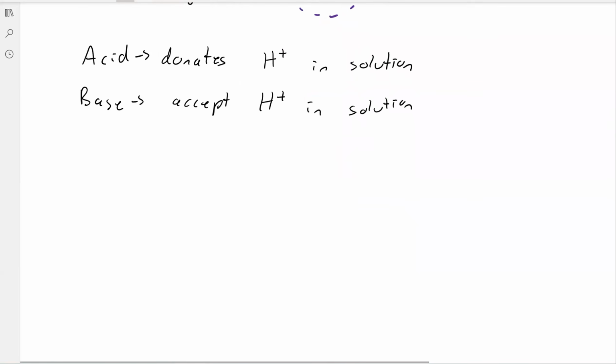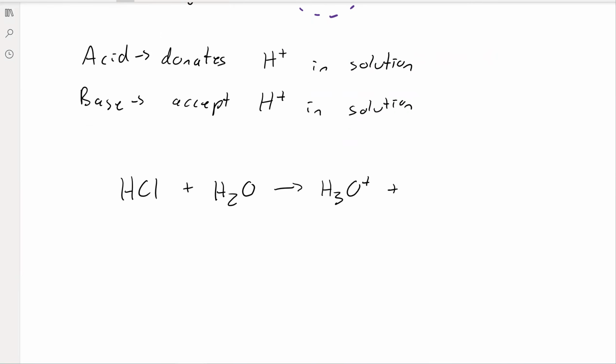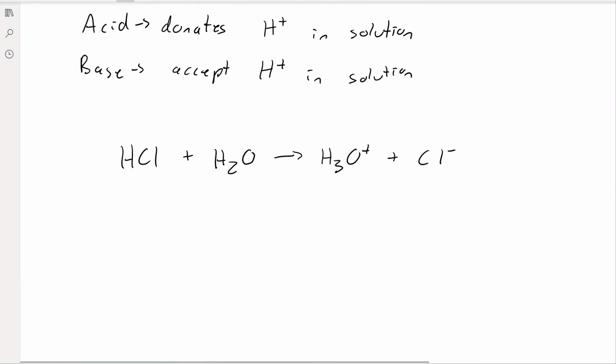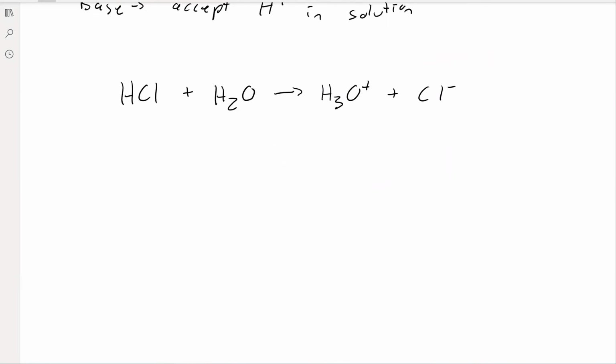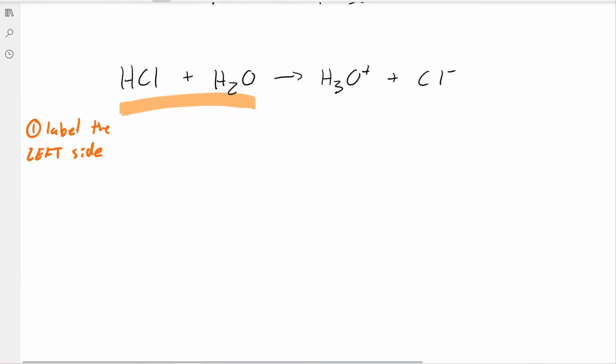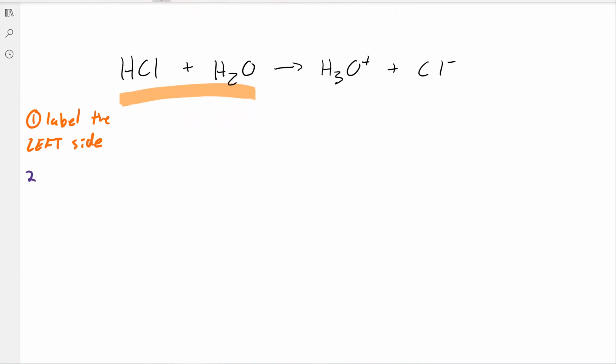Let's take a look at an example reaction. Here we have HCl plus H2O going into H3O plus and Cl minus. And so what we want to do here is identify the acid and the base. The first step is we want to take a look at the left side of the reaction. That's where we're going to label our acid and our base. So label the left side, and then we're going to identify one as the acid and one as the base.